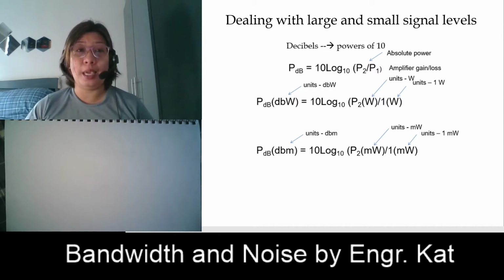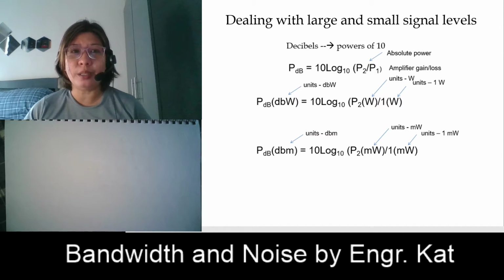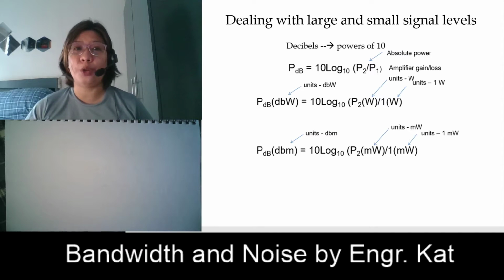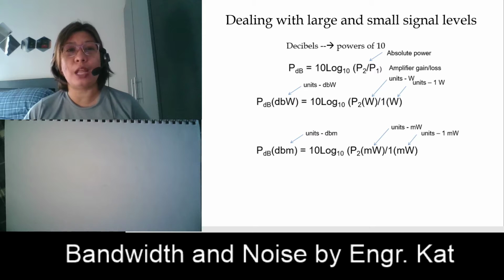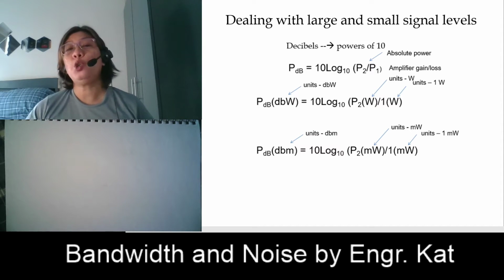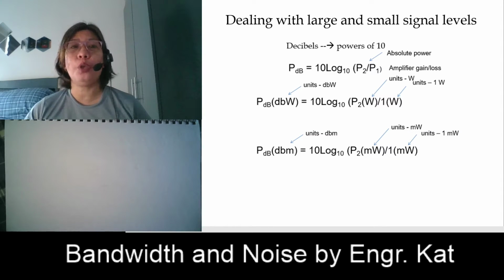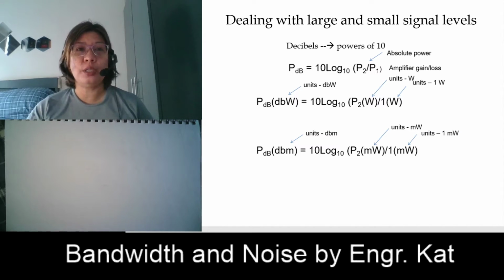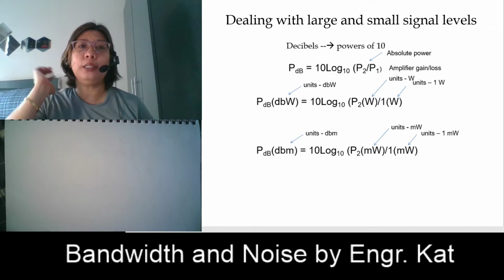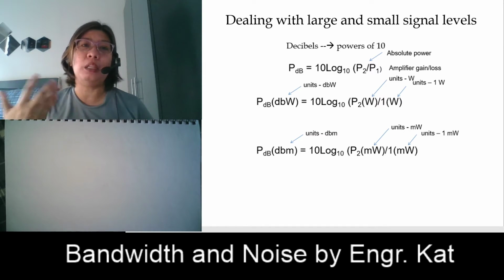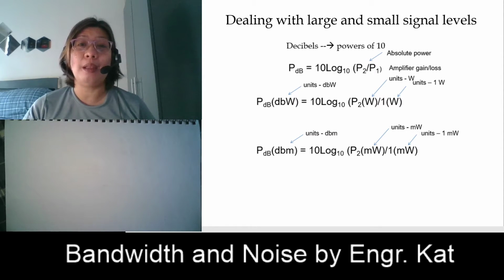Okay, so it's a gain when your numerator is greater than your denominator. That means the output is greater than your input, and it's a loss when your output is lower than your input. For power, we use 10 logarithm. Later on, we're going to encounter voltage gains and current gains. We will just be relating your voltage to power and your current to power. Therefore, we will be getting 20 here instead of 10.